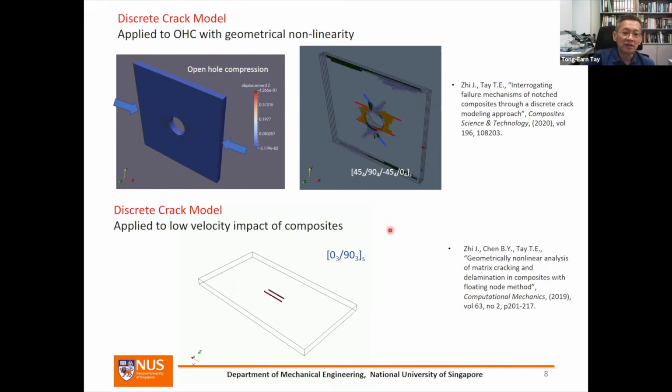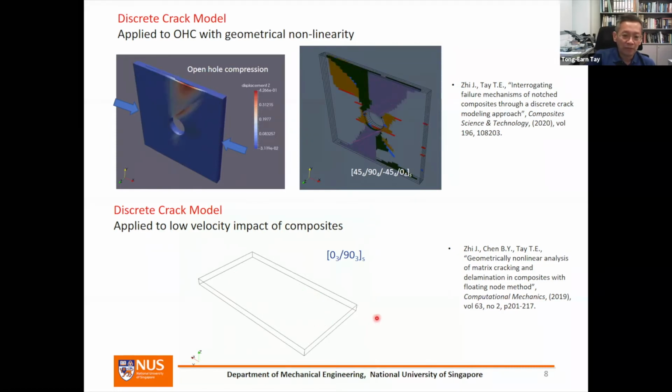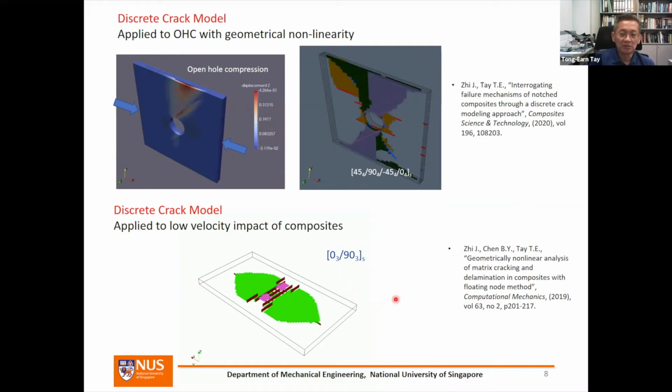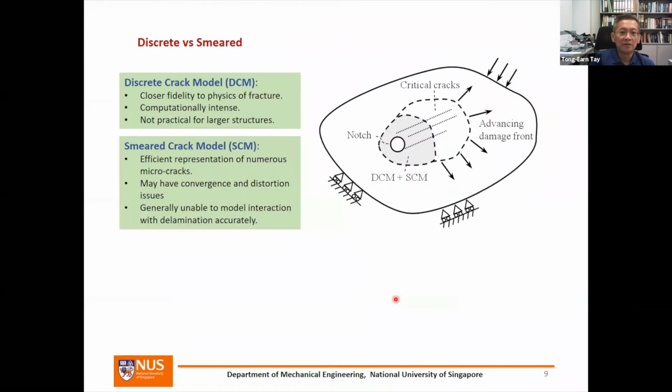The discrete crack model has also been applied to low velocity impact. So in this case here, we show the classic peanut shape damage pattern that you get when you have low velocity impact of cross-ply laminates here. And we have extended it to quasi-isotropic, but the picture is not being shown here.